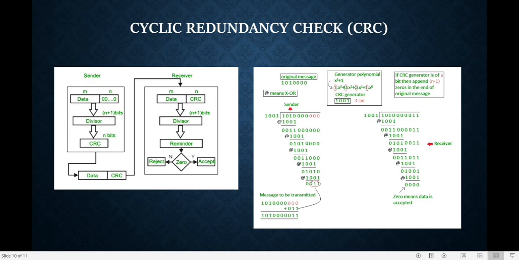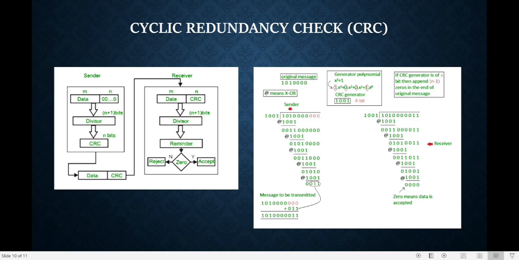The receiver receives the data from the sender followed by the CRC remainder. The receiver will treat this whole unit as a single unit and it is divided by the same divisor that was used to find the CRC remainder. If the result of the division is 0, it means that it has no error and the data is accepted. If the result of the division is not 0, it means that the data contains an error. Therefore, the data is discarded.